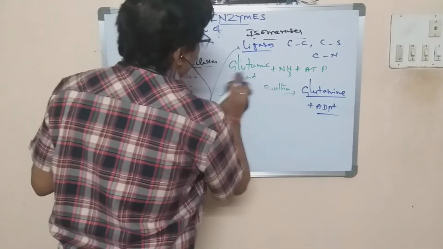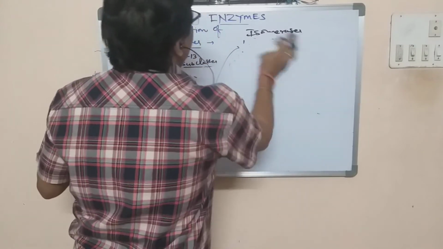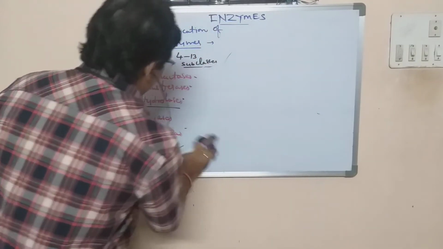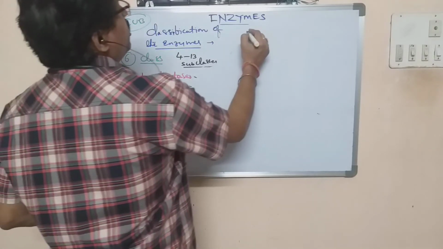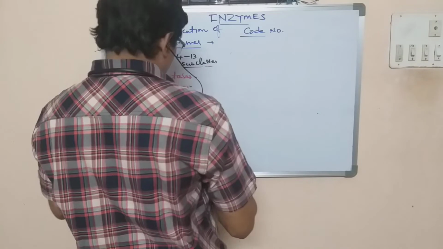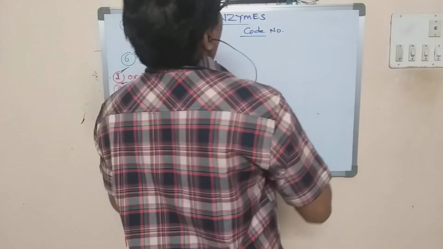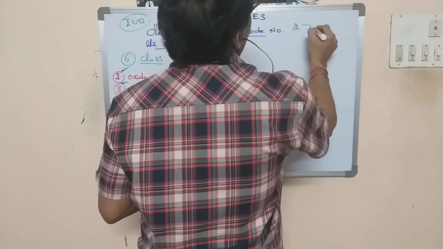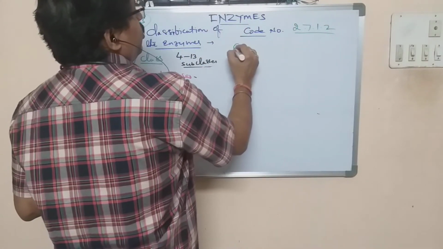Now let us take the code number. Every enzyme has its code number. According to the IUB, they gave the code numbers, so every enzyme has got a code number. One example is given at the intermediate level: 2.7.1.2. Suppose, for example, 2.7.1.2. What enzyme is this code number for?